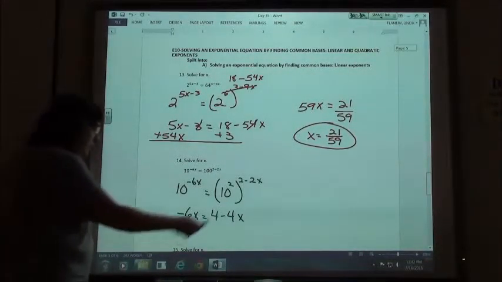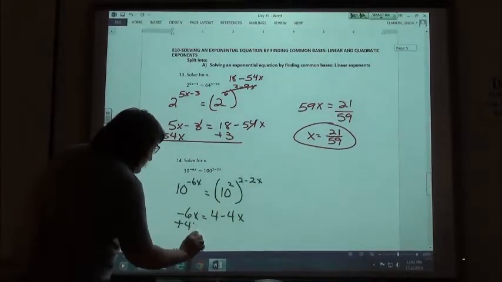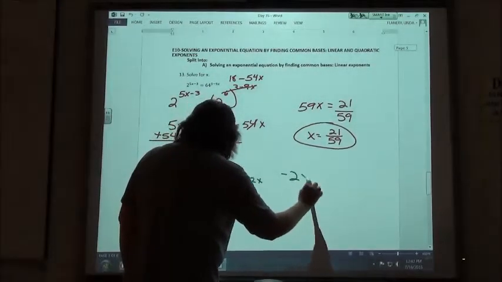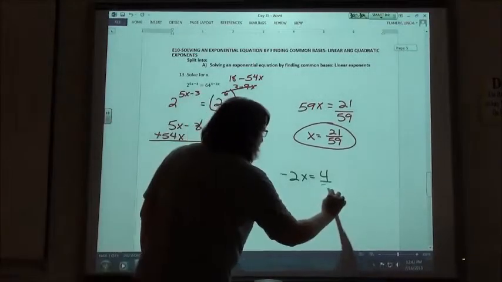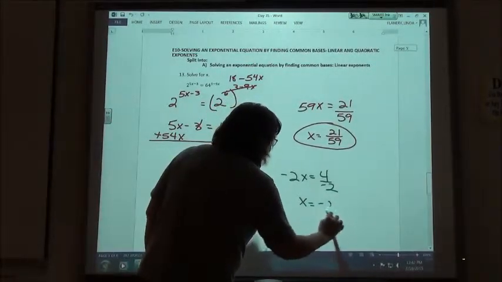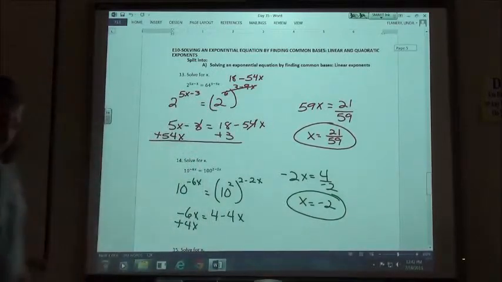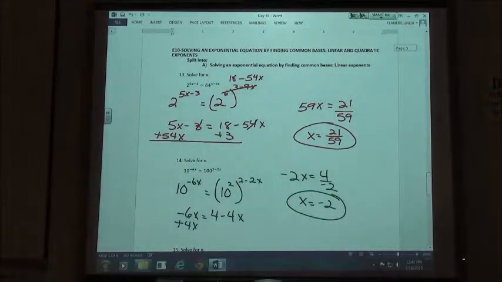So if I add my 4x, negative 2x equals 4, and divide by my negative 2, that one comes out a little nicer. I get x equals negative 2.